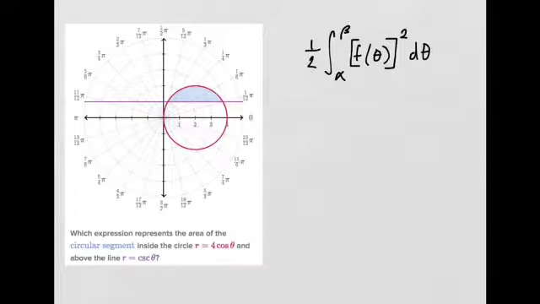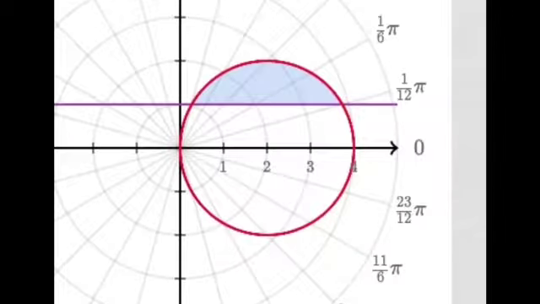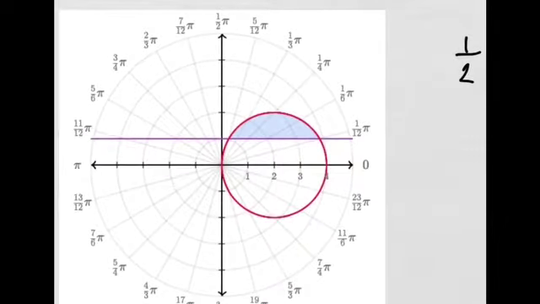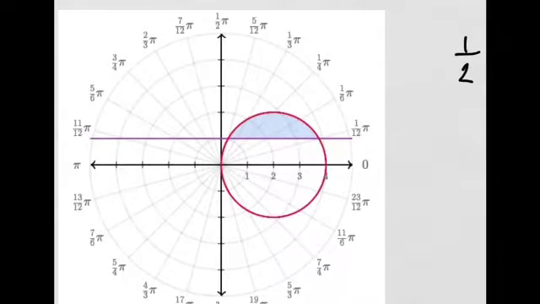Which expression represents the area of the circular segment inside r equals 4 cosine theta, and above the line r equals cosecant theta? So pretty much find the blue area, and there will be options afterwards, but I think we should write it up first. So let's see. If I were to just ignore the purple line, I could get some of this area.